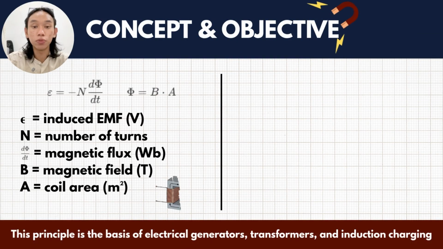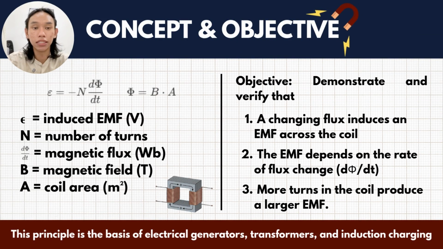Our project is based on Faraday's law of electromagnetic induction. This law states that whenever the magnetic flux through a coil changes, an EMF is induced across it. The flux Φ is the magnetic field B multiplied by the coil area A. Faraday's law tells us the induced EMF equals minus N times the rate of change of flux, where N is the number of turns and the minus sign represents Lenz's law.